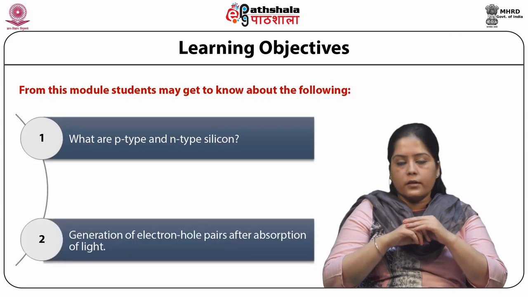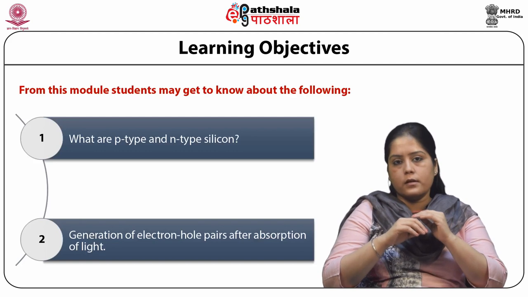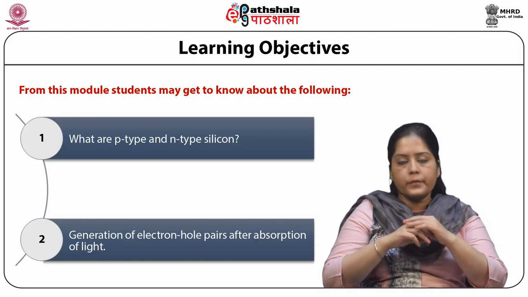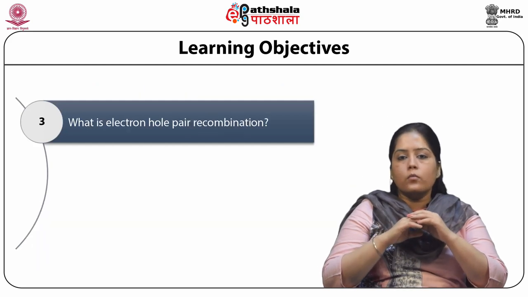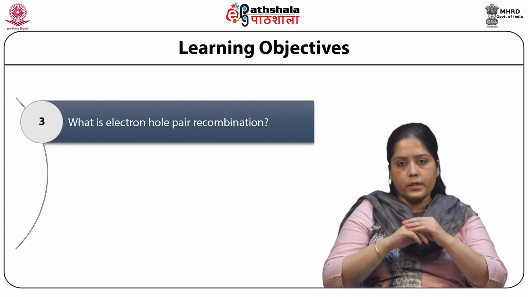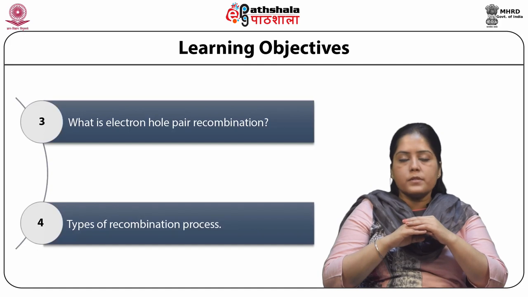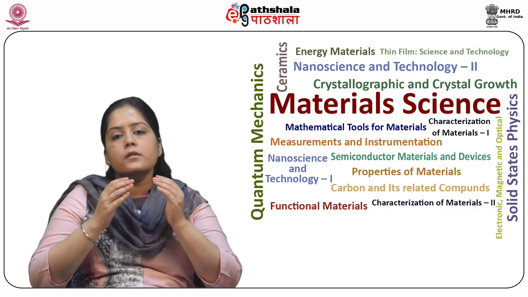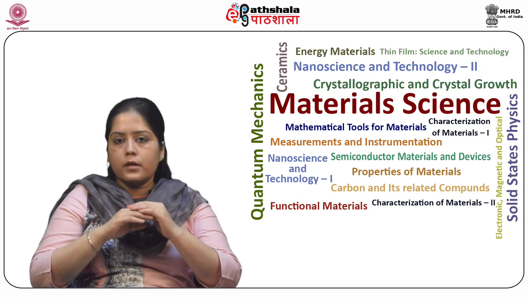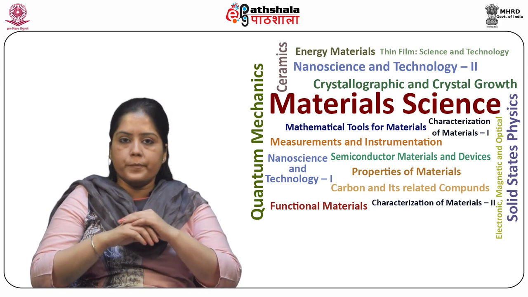Second, generation of electron hole pairs after the absorption of light. Third, what is electron hole pair recombination? Fourth, types of recombination process. So let us start with a brief introduction about this module.